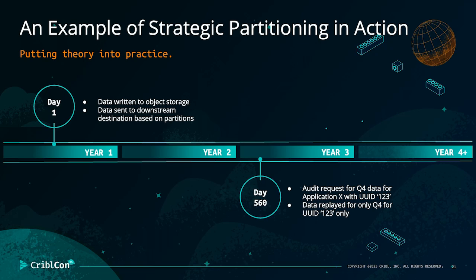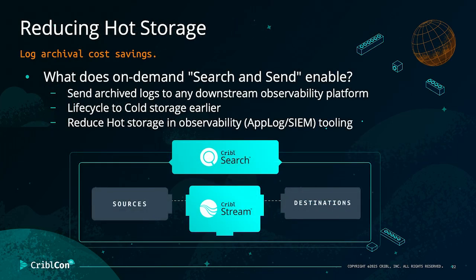But with Search and Send, and with this data partitioned upstream into native cloud object storage, you can go back and search exactly what you need, and then replay it back into the SIEM or into an application observability platform when you need it. So you can annihilate, just cut out the downstream archivals entirely. We're not talking filtering. We're talking you no longer have to store it there in the expensive place. So, reducing hot log storage.